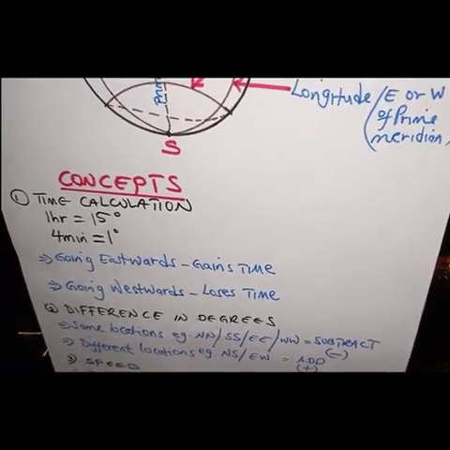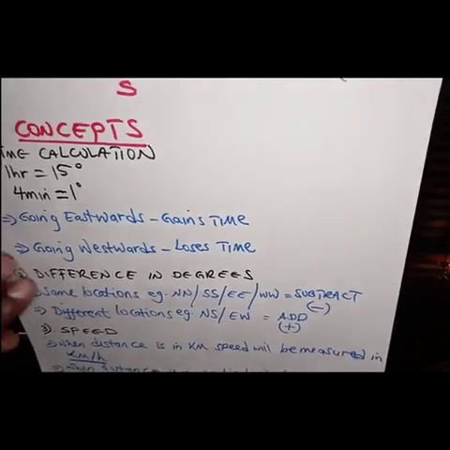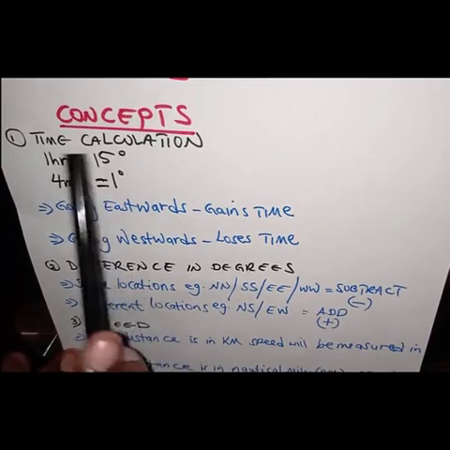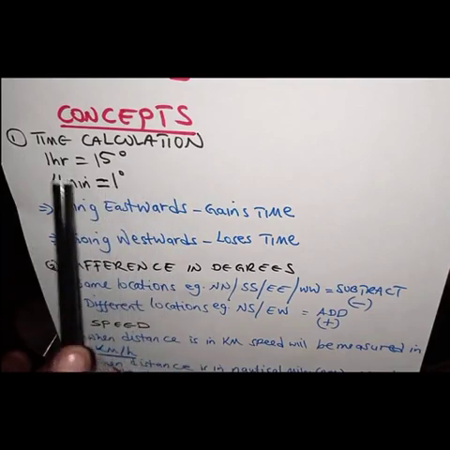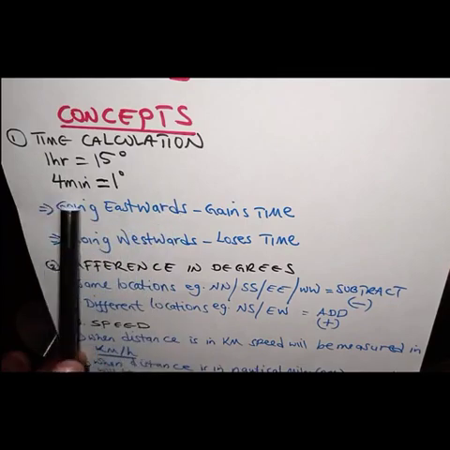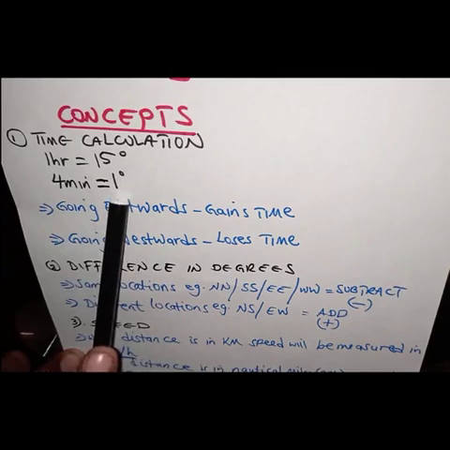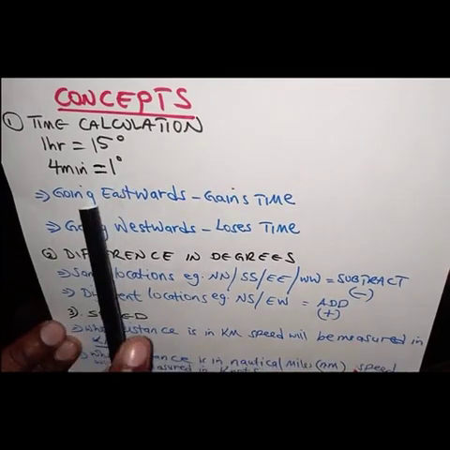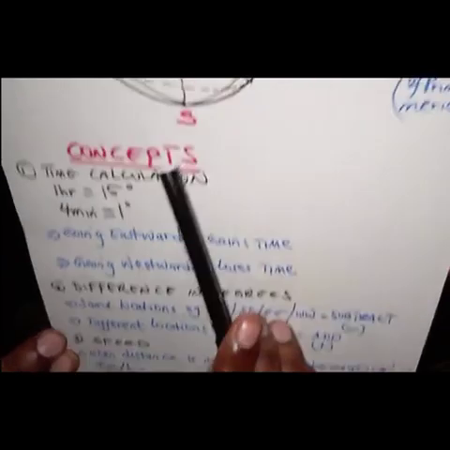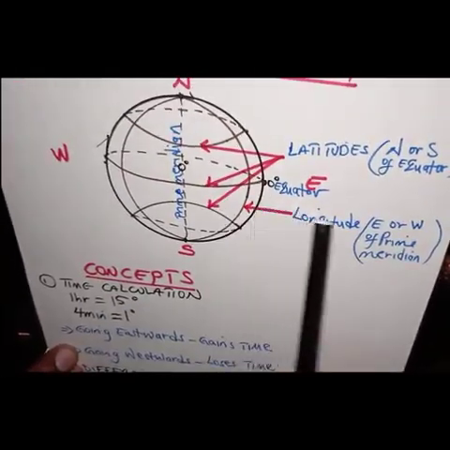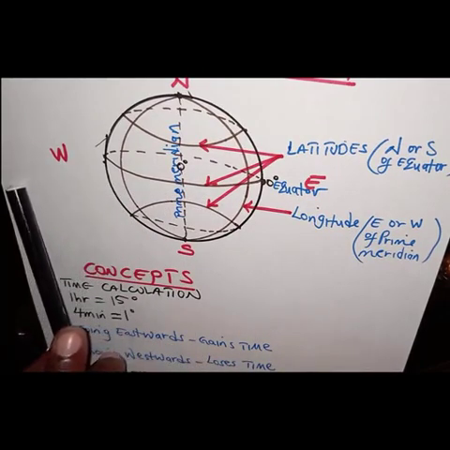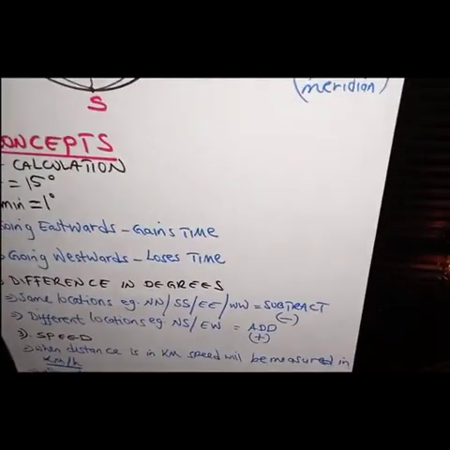Now we need to know the concepts. For earth geometry, make sure you know the concepts for you to be able to solve questions. So here, the time calculation concept: we use these scales, 1 hour is equal to 15 degrees, and a smaller scale is 4 minutes is equal to 1 degree. Now take note that when going eastwards, time gains. If you are going towards the east, you will be ahead in time, and if you are going towards the west, you will be behind in terms of time. You need to take note of that concept.